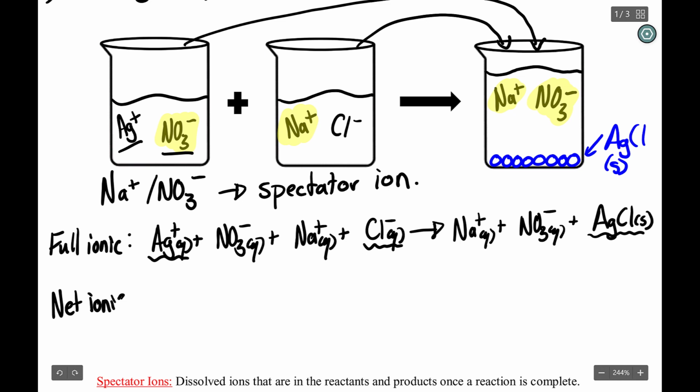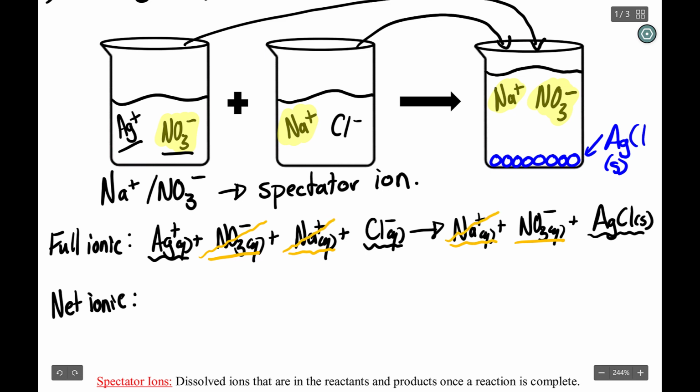The net ionic will show everything but the spectator ions, and so I can simply just look and go, all right, this is aqueous here, it's aqueous here. It's really not part of the reaction. I'm going to remove that. This is aqueous here, this is aqueous here. It doesn't change. I'm going to remove that.